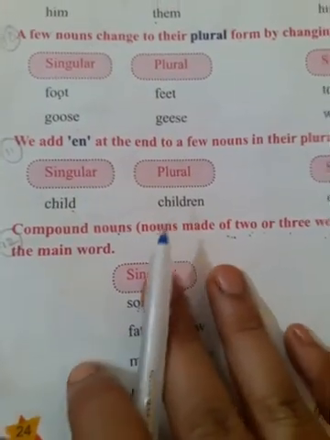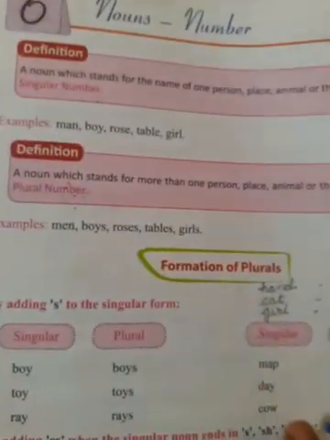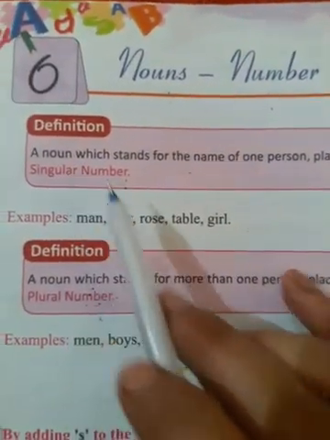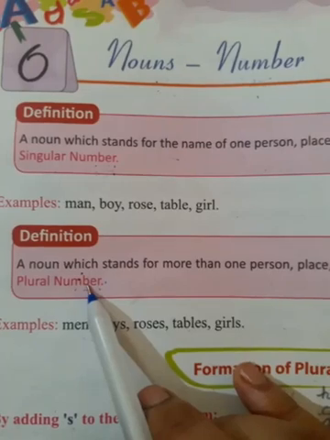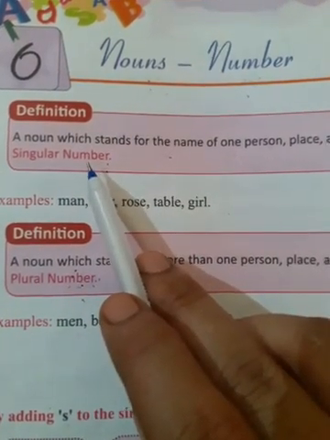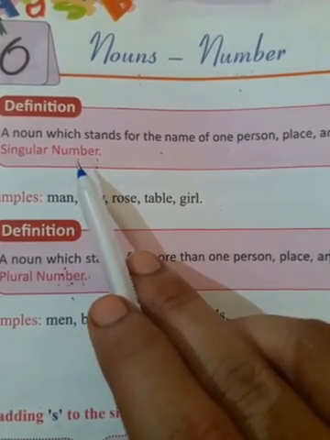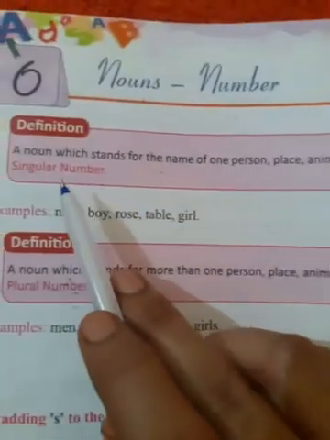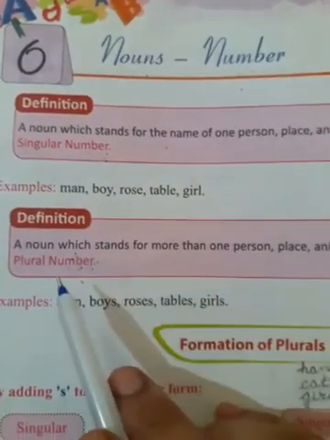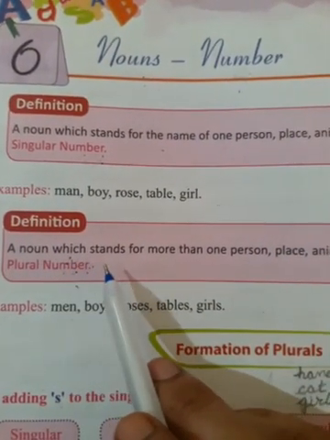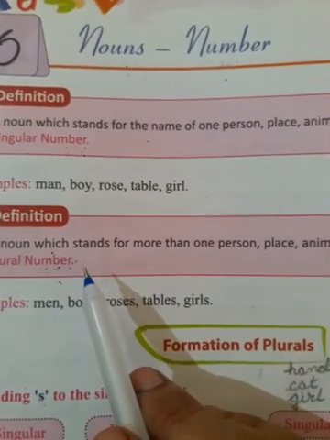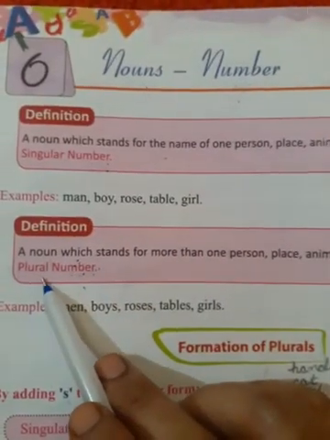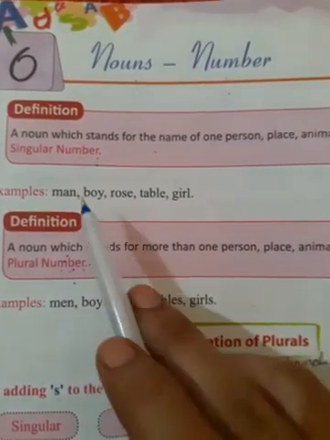It is very easy. Now today we will do the revision of chapter 6, nouns number. So there is a singular number and plural number. I have taught you singular number. A noun which stands for the name of one person, place, animal or thing is said to be in singular number, man. Whereas in plural number, a noun which stands for more than one person, place, animal or thing is said to be in plural number. Example, man, men.